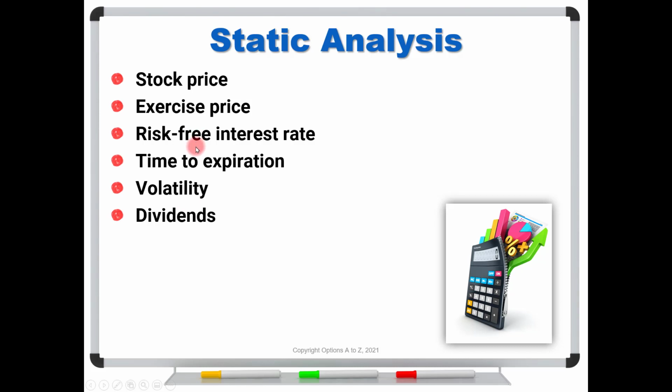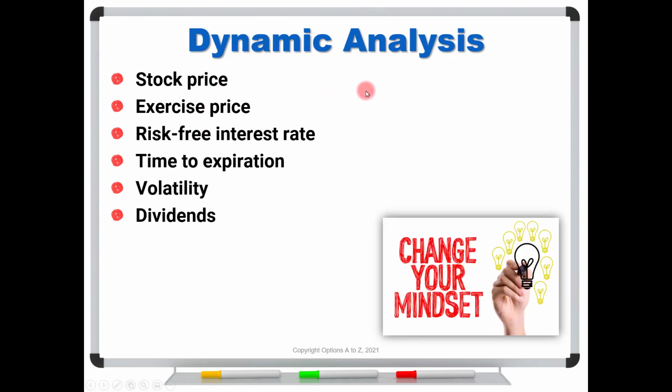But when you're dealing with real-world strategies, it's really not a good method because it's going to potentially expose you to some risks that you never saw coming. So this is where we start moving towards dynamic analysis. And again, we've got the same factors here, and the three that you're going to want to focus on the most are the stock price, time to expiration, and volatility.